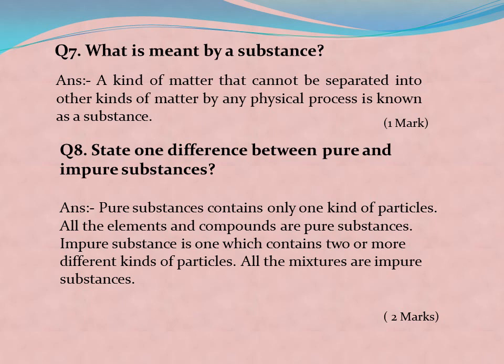Question number 8. State one difference between pure and impure substances. Answer: a pure substance contains only one kind of particles. All the elements and compounds are pure substances. An impure substance is one which contains two or more different kinds of particles. All the mixtures are impure substances.